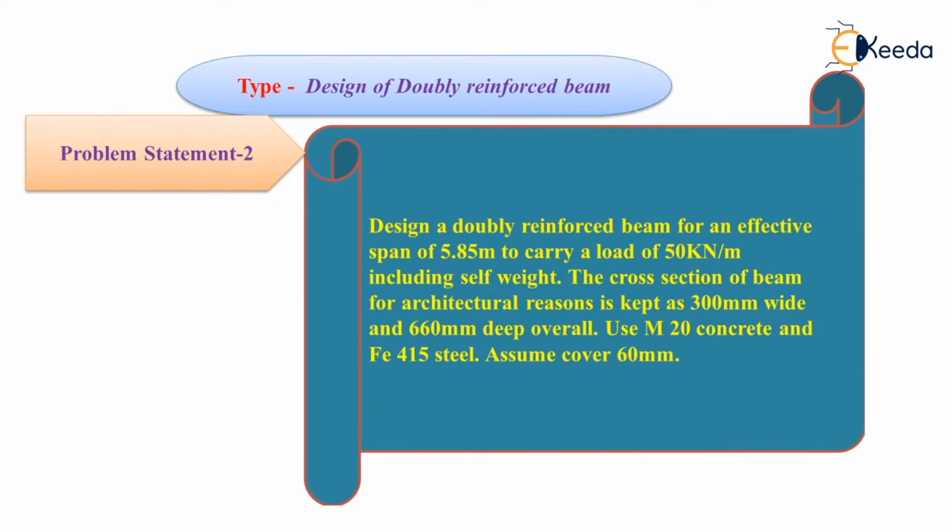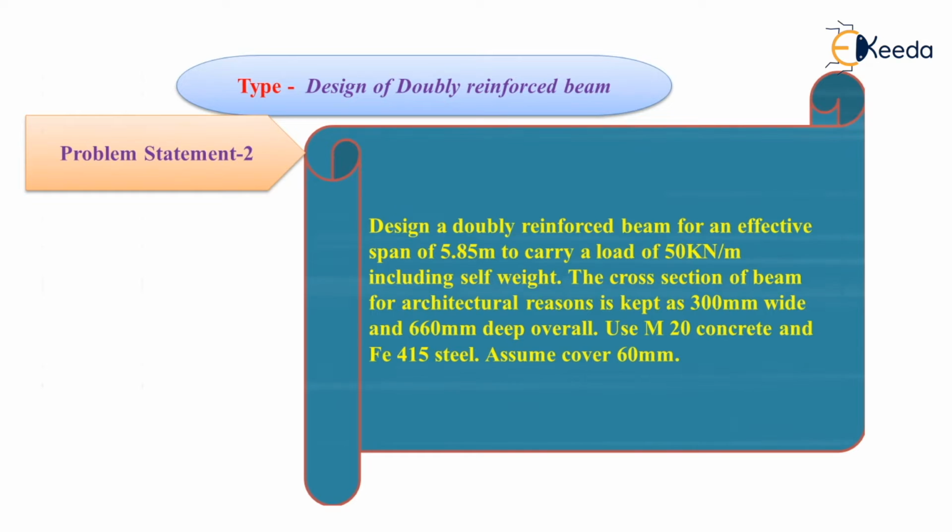So here is the problem statement. Design a doubly reinforced beam for an effective span of 5.85 meter to carry a load of 50 kN per meter including self weight. The cross section of the beam, for architectural reasons, is kept as 300 mm wide and 660 mm deep overall. Use M20 concrete and Fe415 steel.